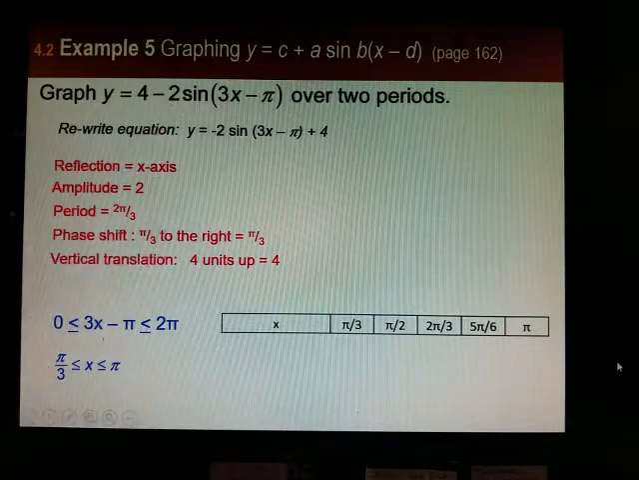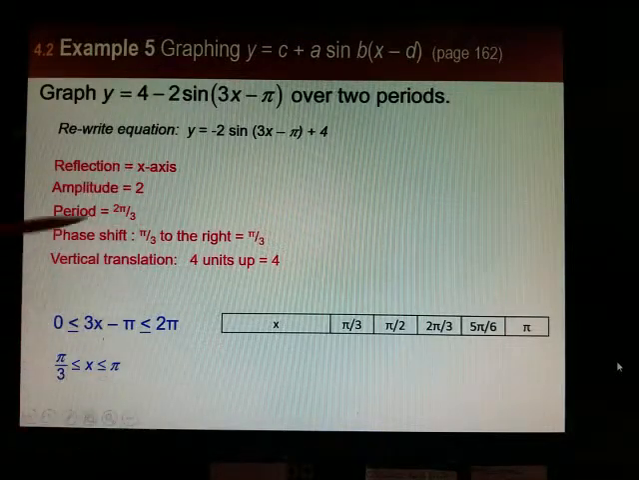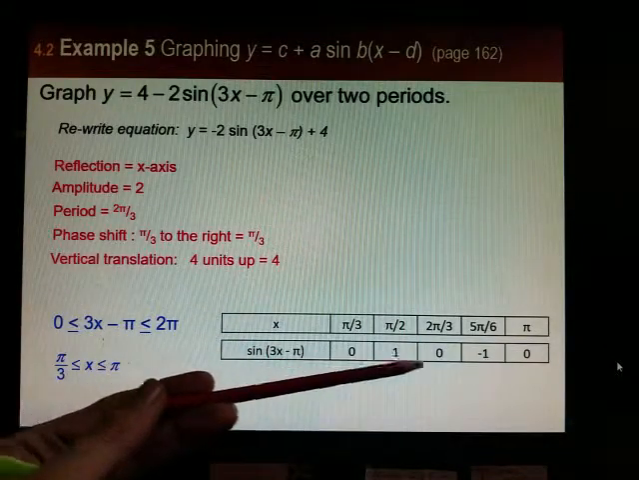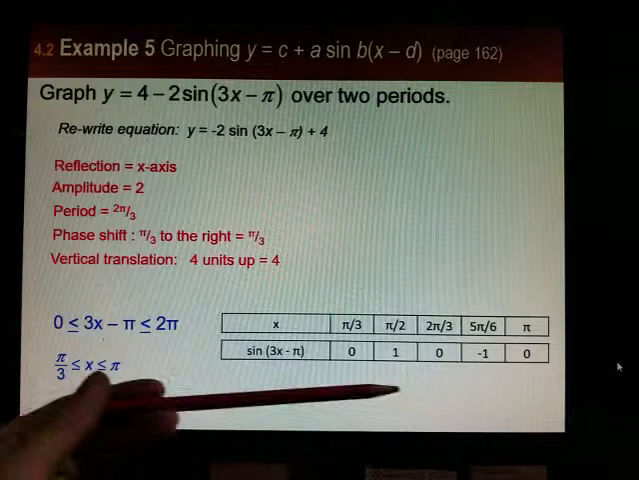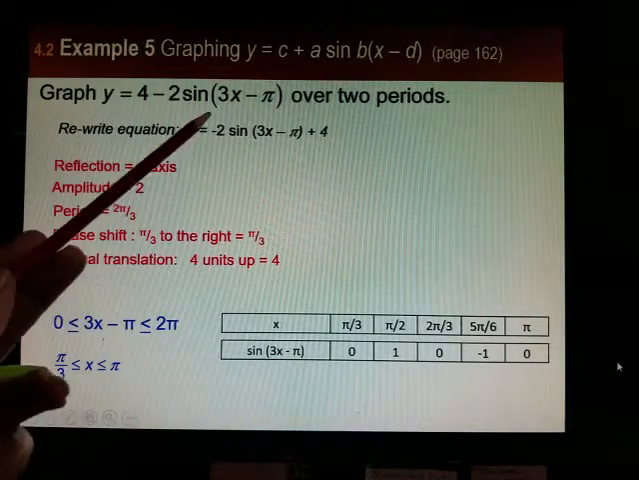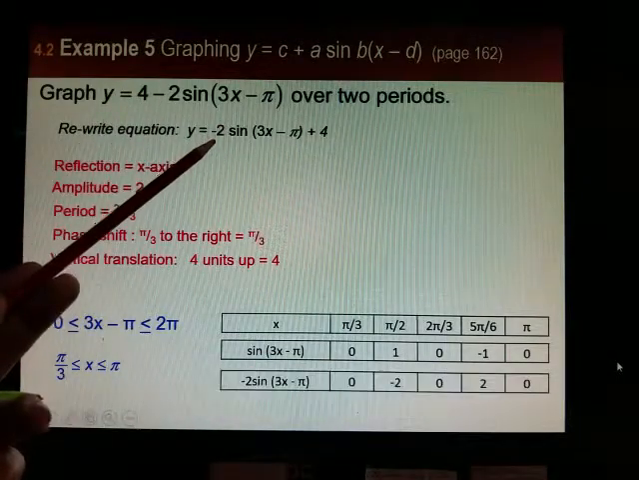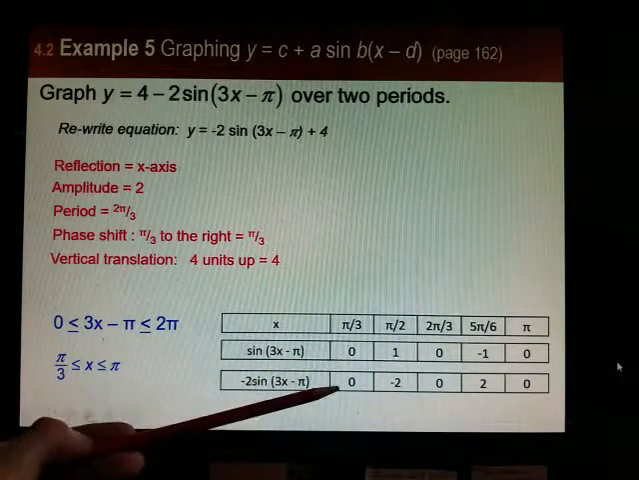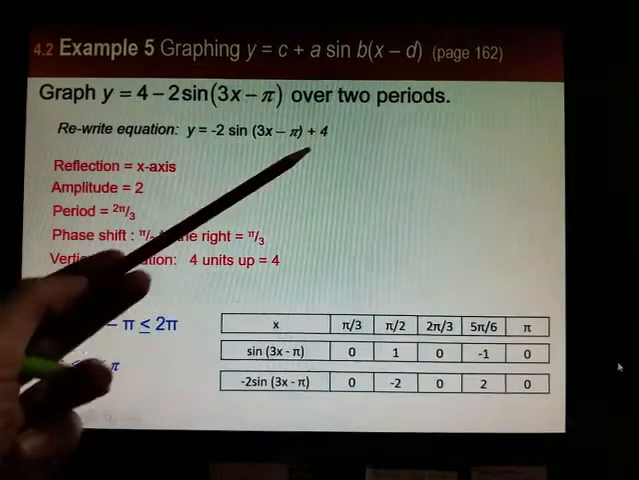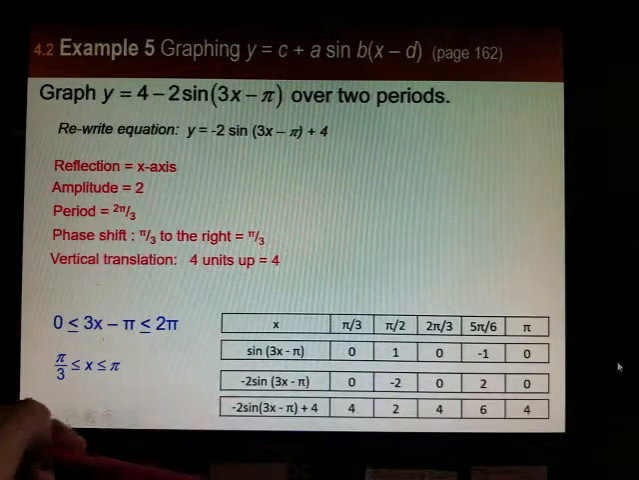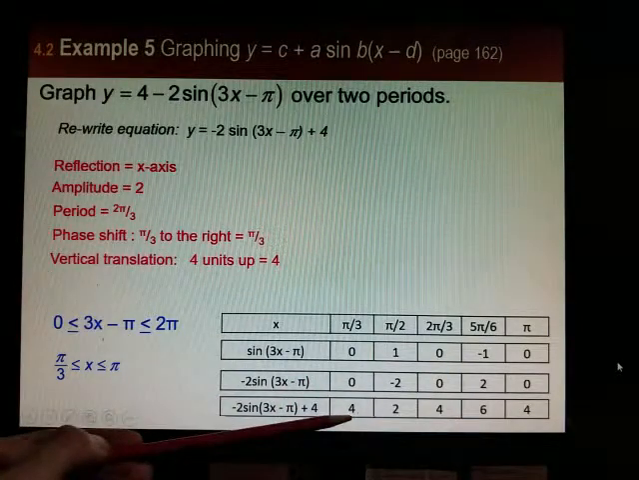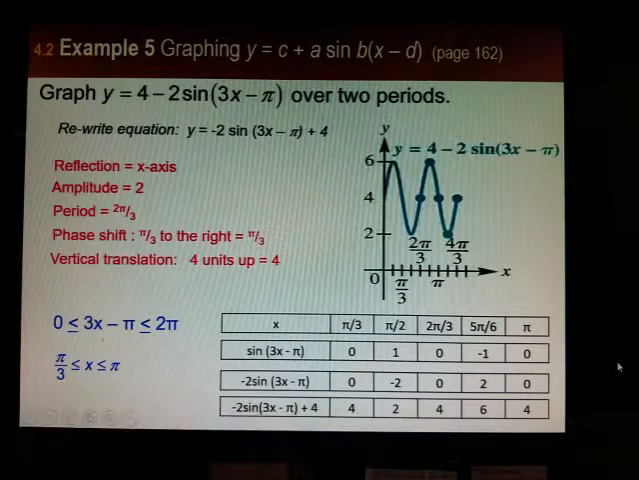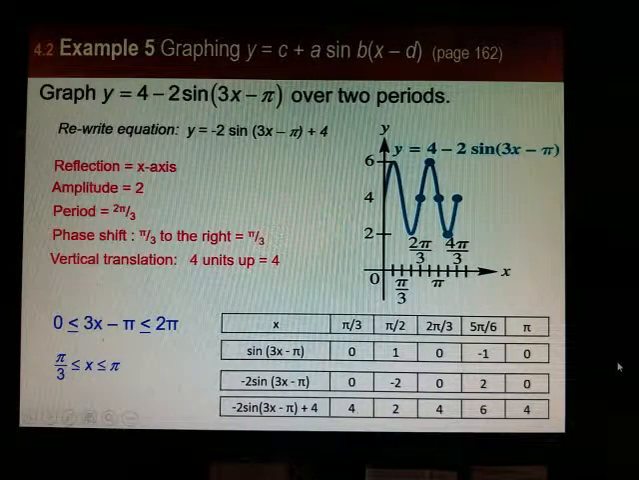Sine, that's the y value on the unit circle. Starting to the right, the sine would be 0, 1, 0, negative 1, 0. Multiply everything by this value of a, negative 2. So we take negative 2 times every single one of these values. Now we shift every single one of these up 4. So we shift all those up 4, and there are the new points for my graph. So this is the original x's, these are the new y's, and that's how you match up your graph.